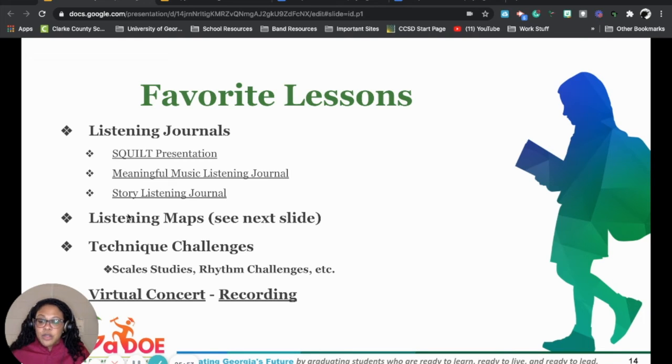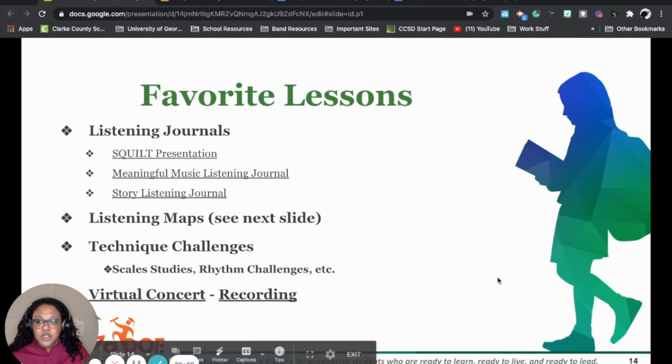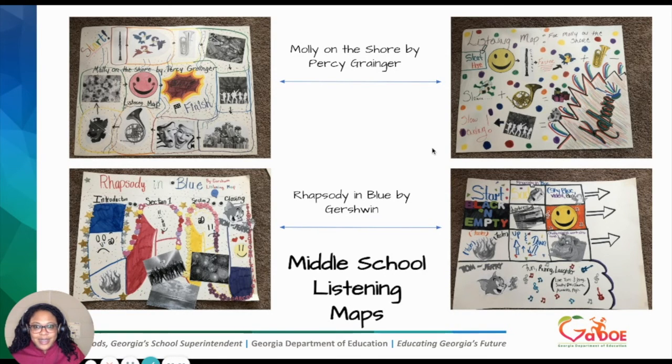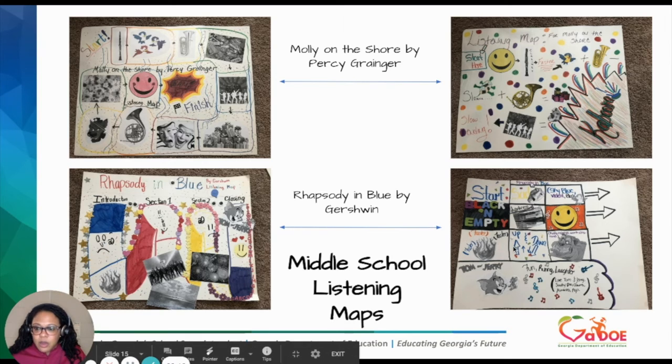Yeah. So another activity that I've really enjoyed, I've done this with middle school, it's listening maps, and I can show you some examples. So our listening maps here, we did one for Molly on the Shore, and then we did one for Rhapsody in Blue. And the students just tell me what they hear, what pictures they see, what colors they see.